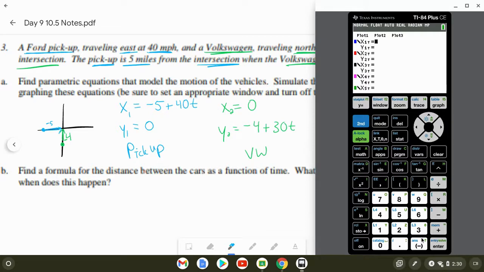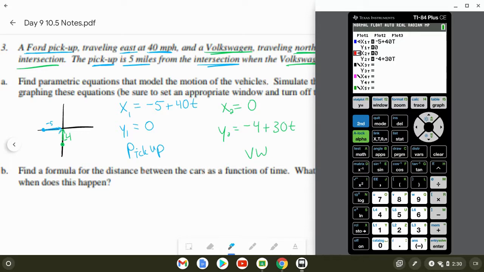Now we go to our Y equals. Our first one is the pickup: -5 plus 40t. For our vertical distance, we have nothing. Let's turn this to the truck icon so that we can see the actual truck in motion. Then we do the same thing for the second vehicle: 0 for the horizontal and -4 plus 30t for the vertical. Again, let's turn this on so we can see the actual cars in motion.